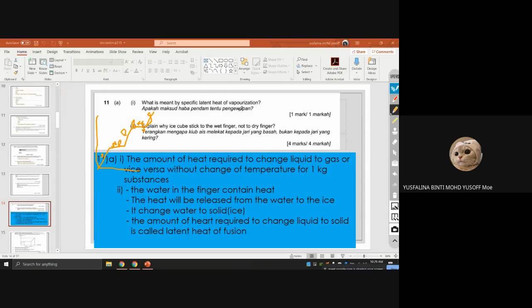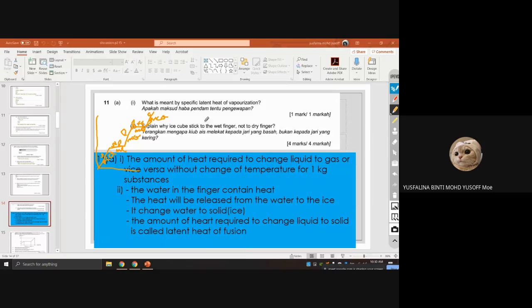So specific latent heat of vaporization. Latent heat means there is no change of temperature, so whether this part or this part. For this part, solid to liquid, we call it the latent heat of fusion. And this part, liquid to gas, we call it the specific latent heat of vaporization. For this part, if you want to calculate the quantity of heat, you use mc theta. This one you use ml. This one is mc theta again. This one is still ml and this one is mc theta. So this is the formula if you want to calculate the quantity of heat for each phase.